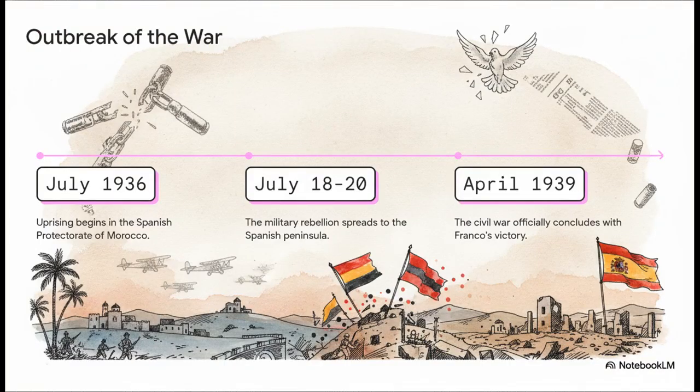To really grasp the chronological scope of this war, we have to anchor ourselves in this timeline. Following a period of intense political violence and polarization under the Popular Front government, a military conspiracy was set in motion. On July 17, 1936, a military uprising officially began in the Spanish protectorate of Morocco. Between July 18 and 20, this rebellion rapidly spread to the Spanish peninsula. But this was only the very beginning of a brutal struggle that wouldn't officially conclude until April 1, 1939.